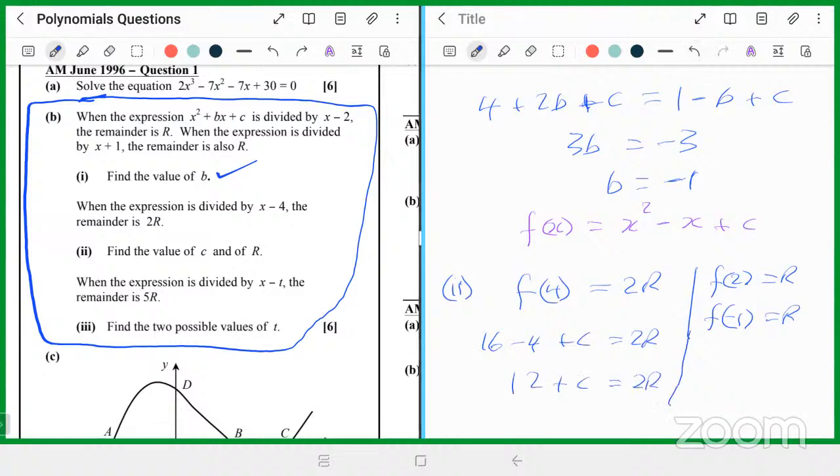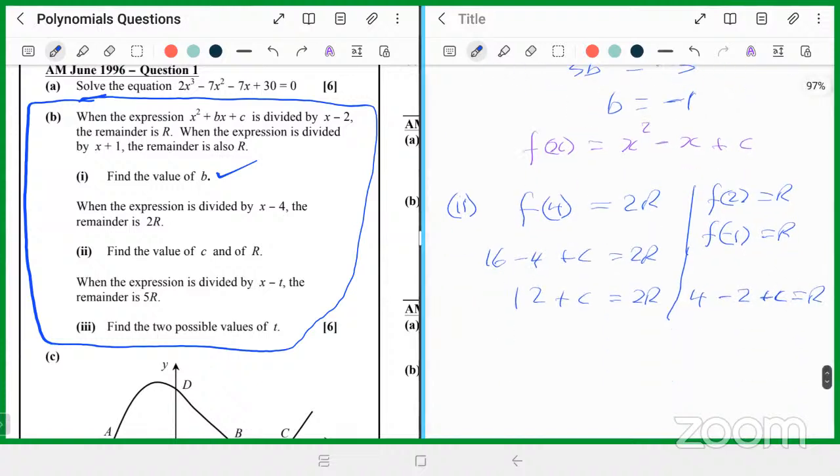That's one equation. Then we can do f of 2 equals r on this side, or we can do f of minus 1 equals r, whichever one. Let's say we're using f of 2 equals r. We plug in 2, so we're going to get 4 minus 2 plus c equals r. All right? And this reduces to 2 plus c equals r.